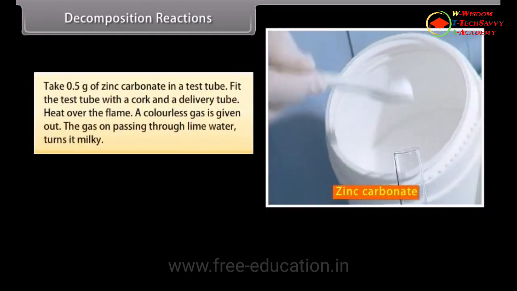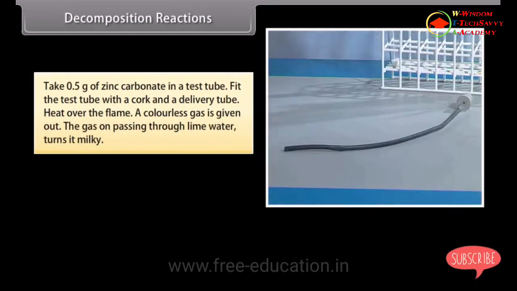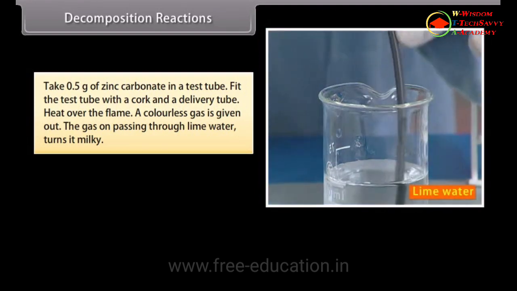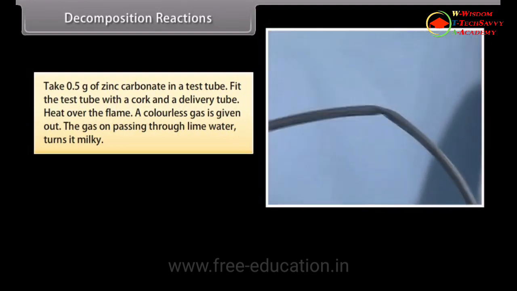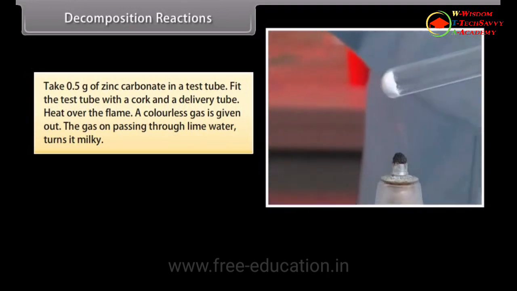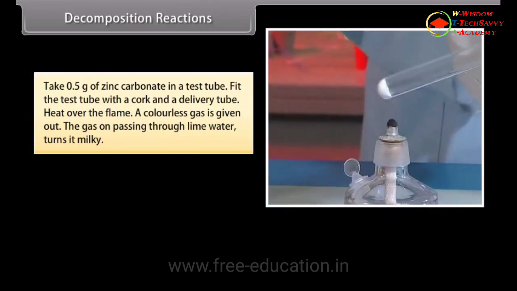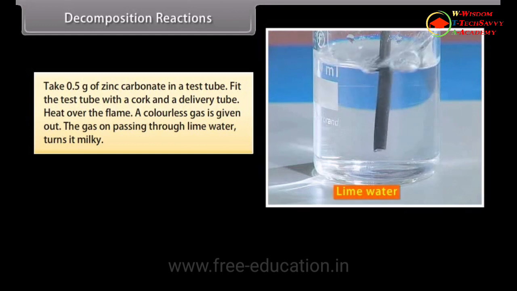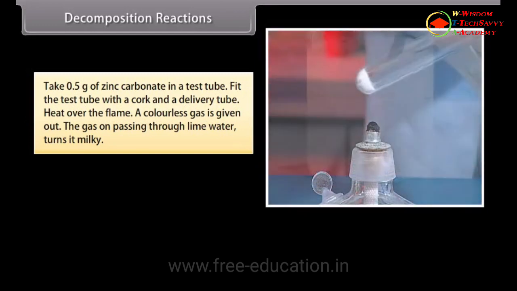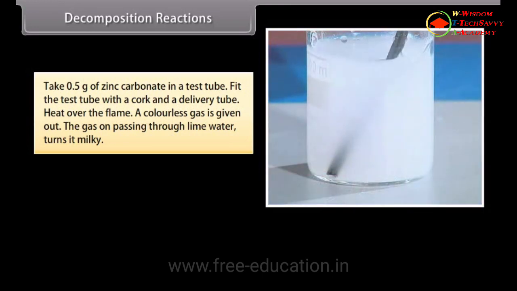Take 0.5 gram of zinc carbonate in a test tube. Fit the test tube with a cork and a delivery tube. Heat over the flame. You will see a colorless gas is given out. The gas, on passing through lime water, turns it milky.